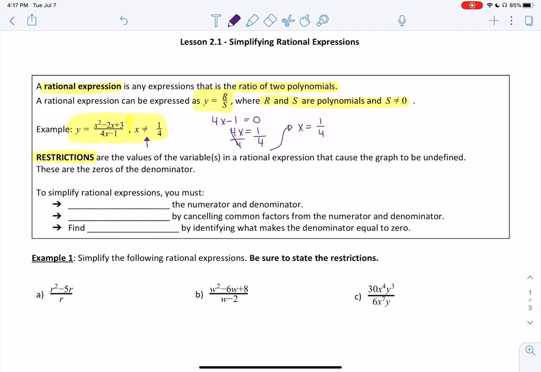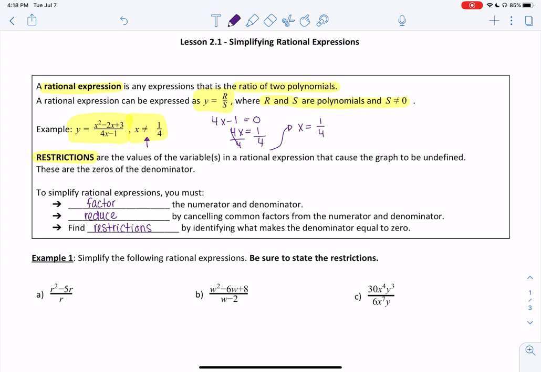Okay, so if we want to simplify rational expressions, we have three main steps. The first step is to factor our numerator and denominator. We did a little bit of practice factoring in the grade 10 review. But if you're still struggling with this, we need to make sure we practice our factoring and bring those skills back from grade 10. Next, we're going to reduce by canceling common factors from the numerator and the denominator. And finally, we need to find our restrictions by identifying what makes the denominator equal to 0, similar to what we did over here with 1/4.